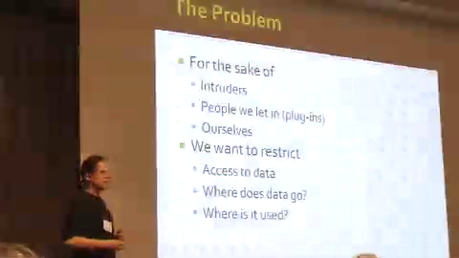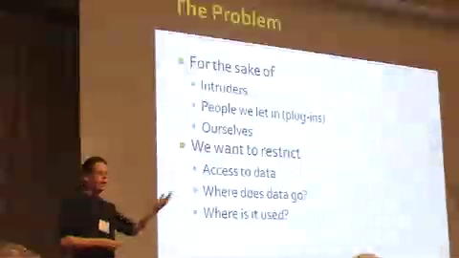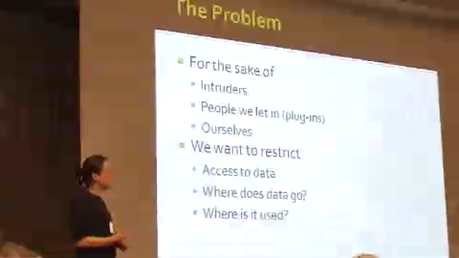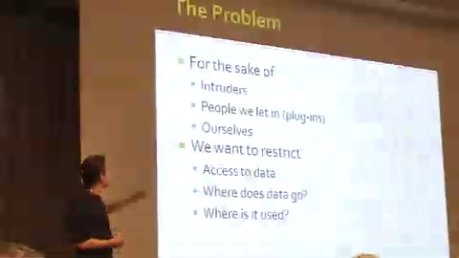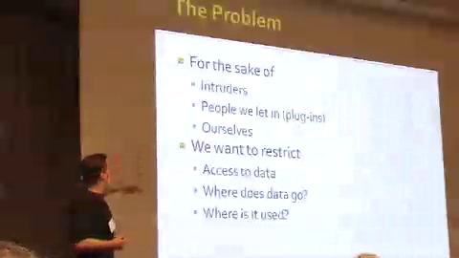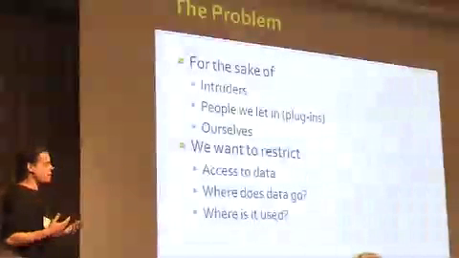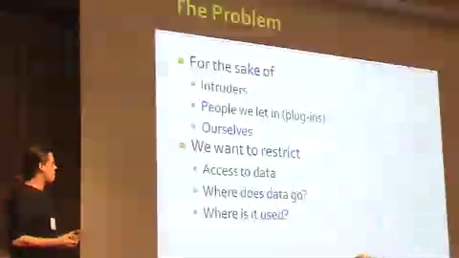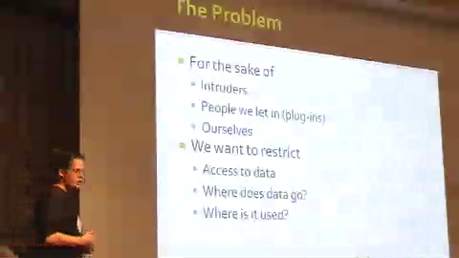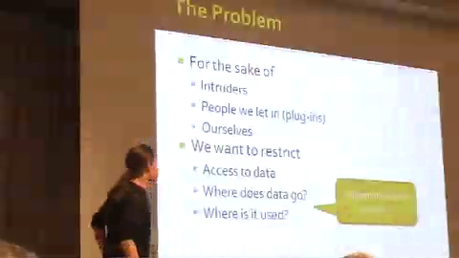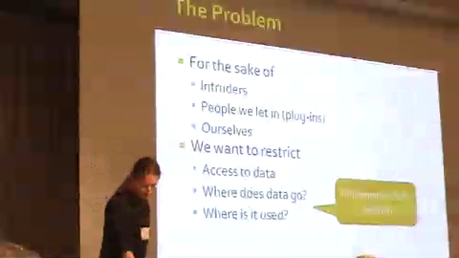We don't want to suddenly write a program that we allow others to access, and then those persons maybe abuse our program to get to our secrets. So these are the kind of people we don't trust. And so we want to have a programming language where we're able to restrict access to data, where data goes, and where it is used. And this is an area called information flow security.